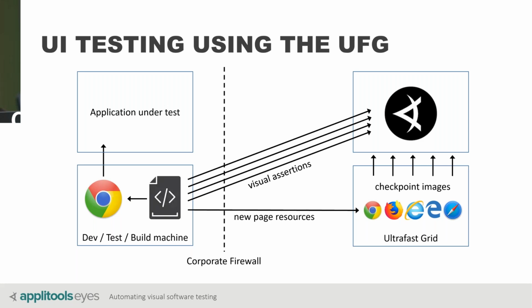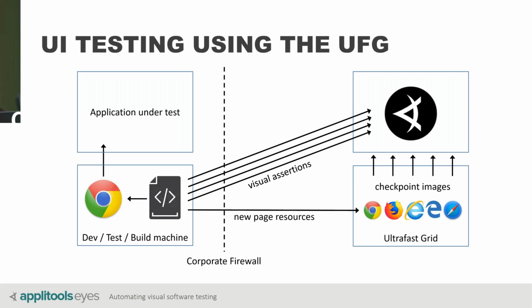You run your test. Let's go back to the simple scenario of running on a dev machine. The test is running locally, and it spawns up a local browser. This browser interacts with the application under test. Now, when you have a visual checkpoint, as I've shown you before, instead of grabbing a screenshot of the application at that state, what the SDK is doing is getting all the resources from the browser, all the CSS, DOM, fonts, images, everything that's there, and uploads the delta to the Ultrafast grid.